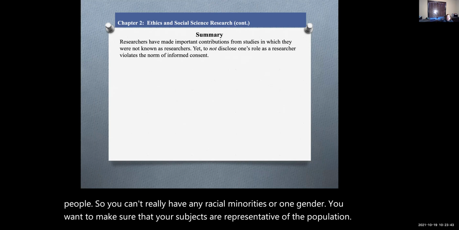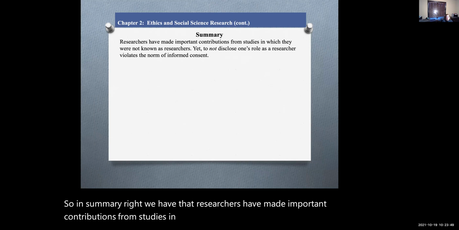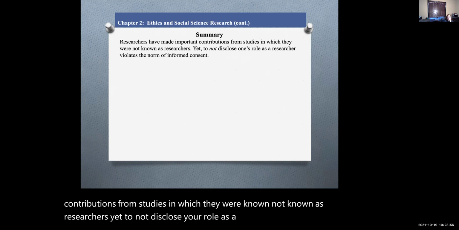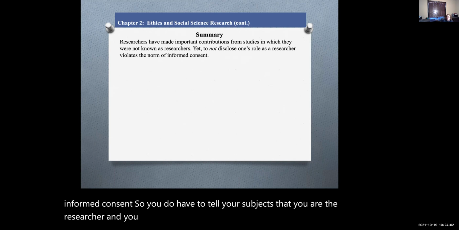So in summary, researchers have made important contributions from studies in which they were not known as researchers, yet to not disclose your role as a researcher violates the normal informed consent. So you do have to tell your subjects that you are the researcher and you have to get their informed consent and ensure their confidentiality as well.